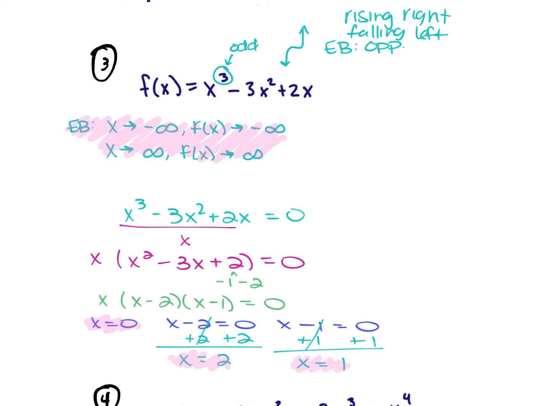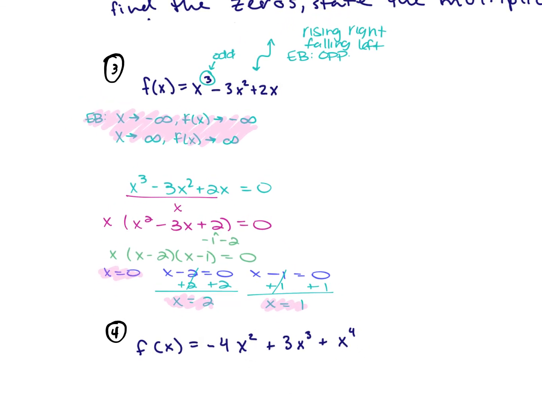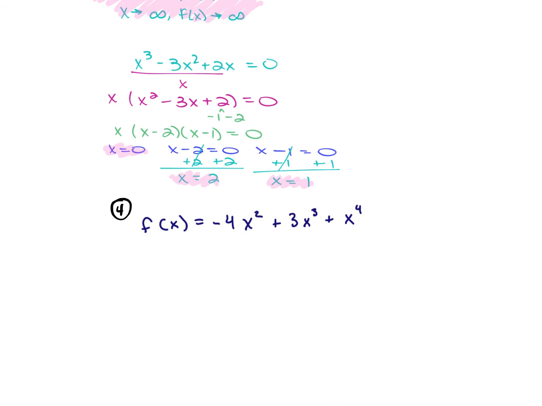For number 4, you have f of x is equal to negative 4x squared plus 3x cubed plus x to the fourth power. This one is not in standard form. So you have to put this in standard form. That's the only way that you're going to be able to see whether or not you have a parabola or a squiggly S-looking line. So this is the same exact thing as saying f of x is equal to x to the fourth power plus 3x cubed minus 4x squared.